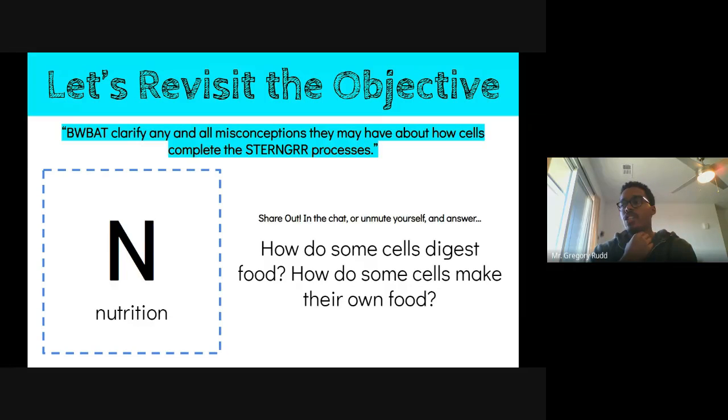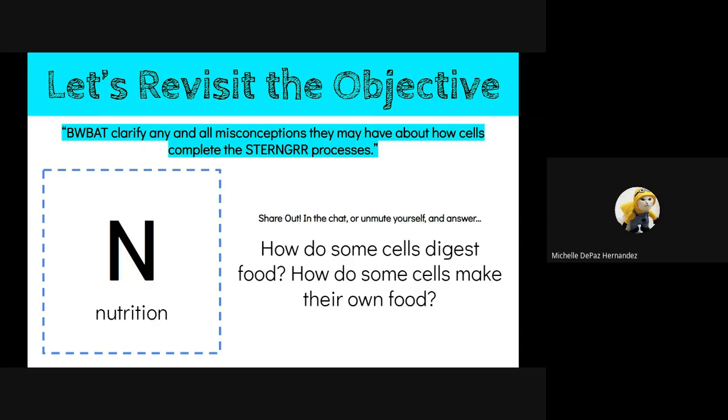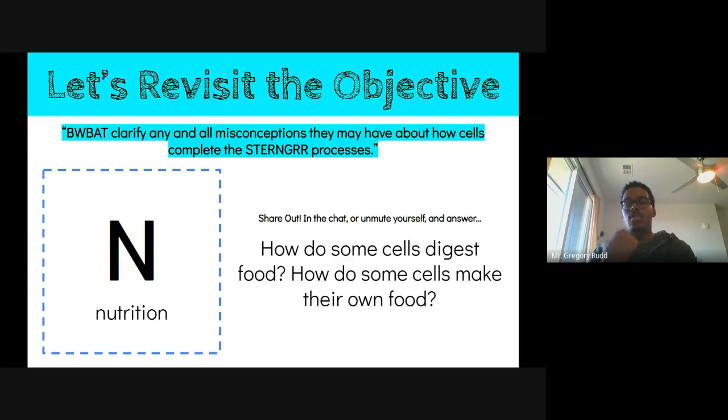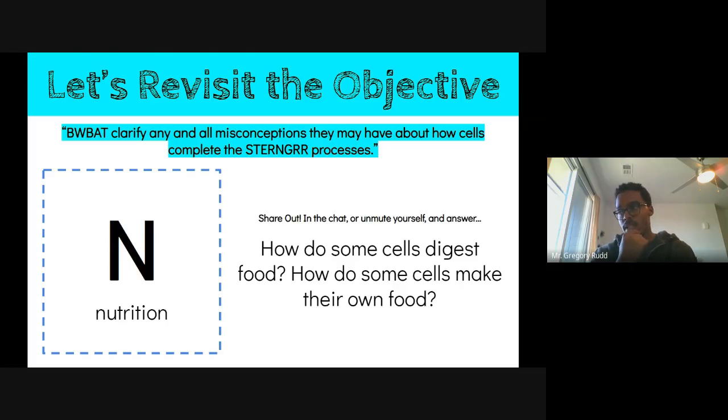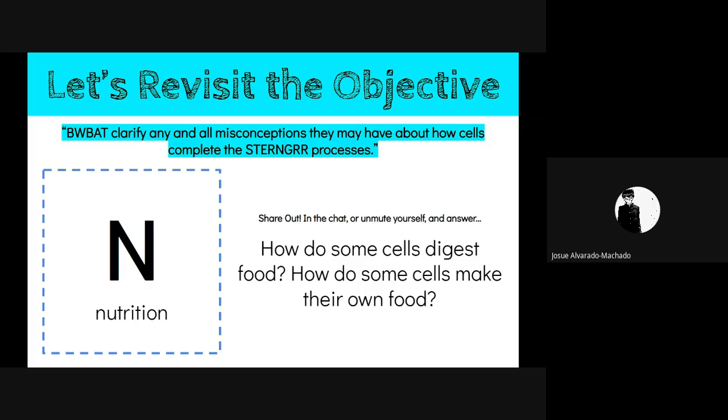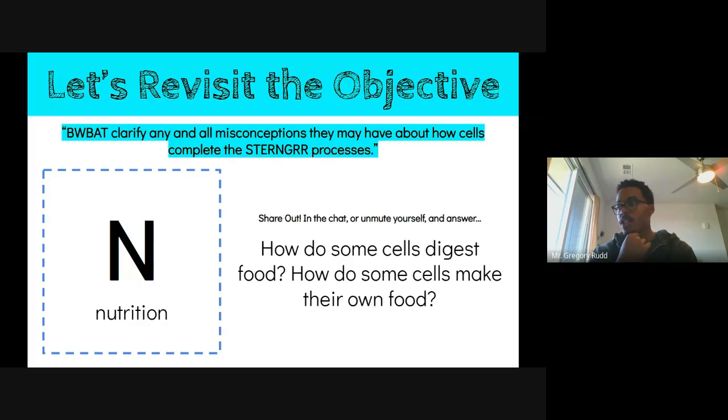How do some cells digest food, and then how do some other cells make their own food? Chloroplast? Yeah, so some cells use chloroplast to make their own food. What about other types of cells? Ribosome. Okay, ribosomes can make proteins. Go ahead, Josue. Mitochondria. Yeah, we need mitochondria to make energy as well. We might also think about the pseudopod, right? Really the sole role of the pseudopod is to capture prey, to capture food.